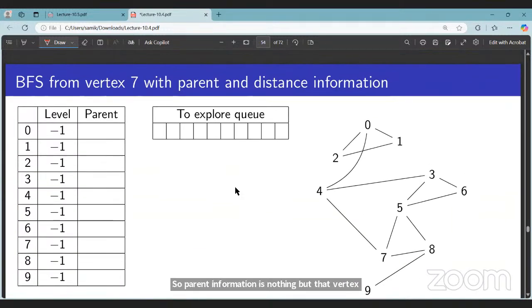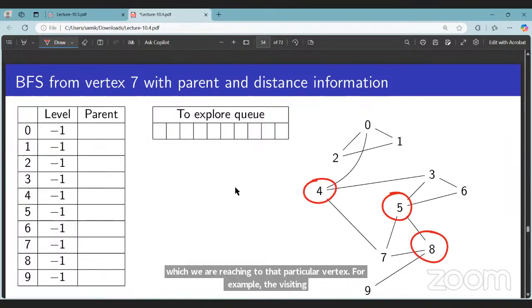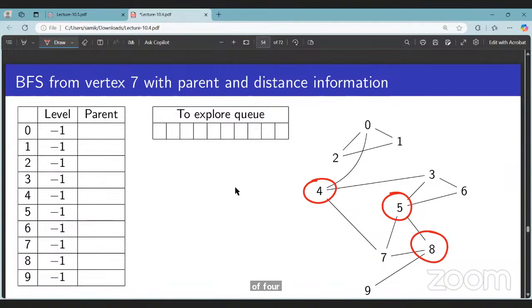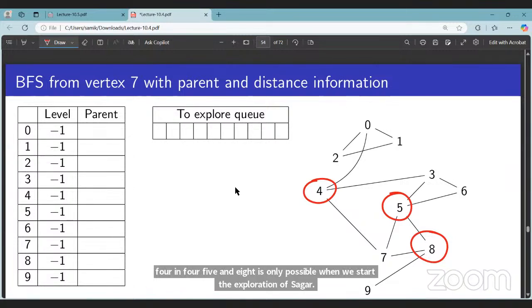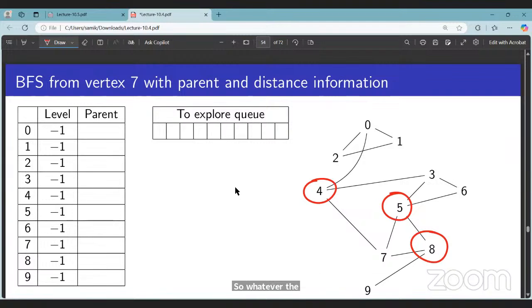For example, the visiting of 4, 5, and 8 is only possible when we start the exploration of 7. So whatever vertex we want to visit, we have to find out that vertex which will cause the change in the visiting state of the vertex. For example, the parent of the vertices 4, 5, and 8 will become vertex number 7.